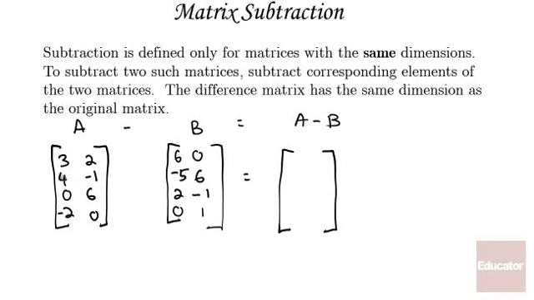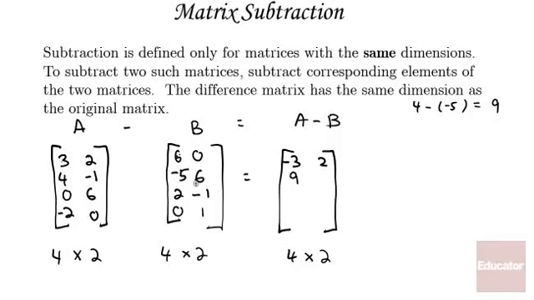First verify that these have the same dimensions. I have 4 rows and 2 columns, and over here, I have 4 rows and 2 columns. My difference matrix is also going to have 4 rows and 2 columns. So I simply subtract. 3 minus 6 is going to give me negative 3. Corresponding elements, 2 minus 0 is 2. 4 minus negative 5 is going to give me 9.